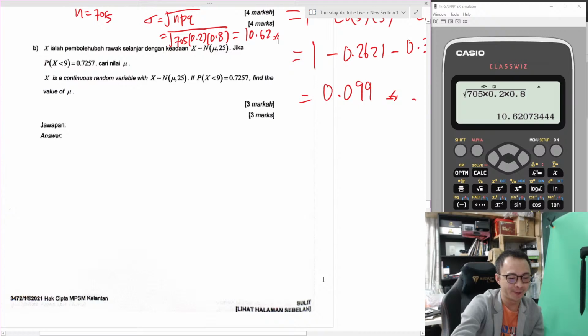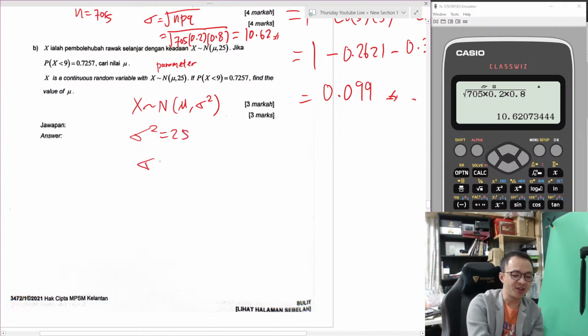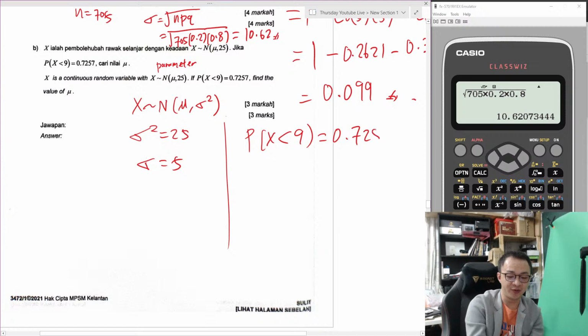Alright, so x is a continuous random variable. You should know this is what we call a parameter. This one is the mean, this one is the variance. Therefore the variance is 25, the standard deviation is 5. Now the question tells us to find the mean when P(x less than 9) equals 0.7257.